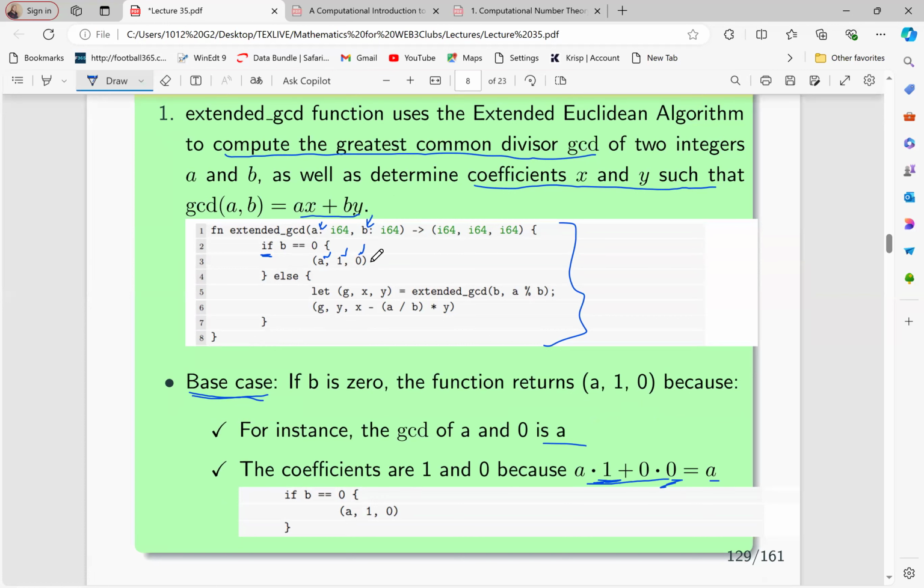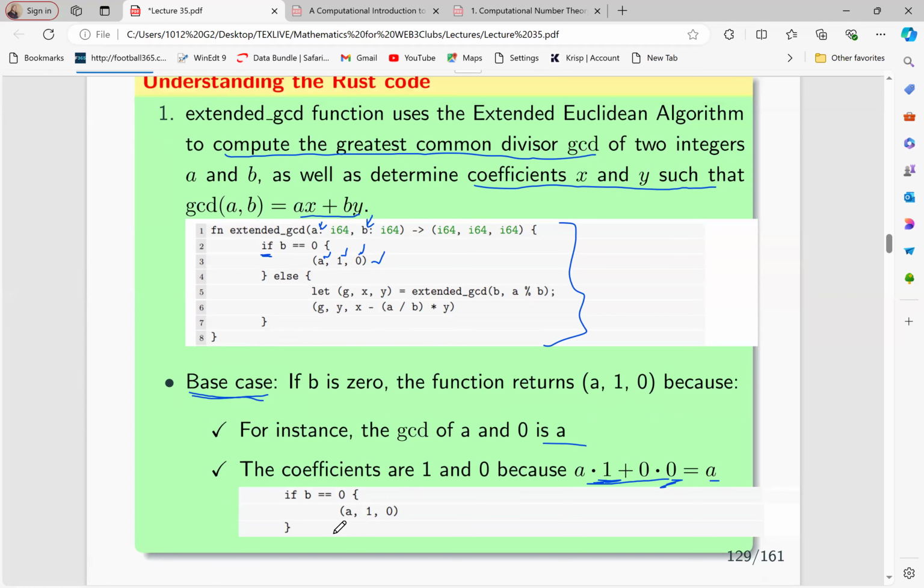So that is this first bit, and that is what is here. I've put that first bit here. So the coefficients are written here: the GCD, X and Y. The GCD is A in the case where B is 0.